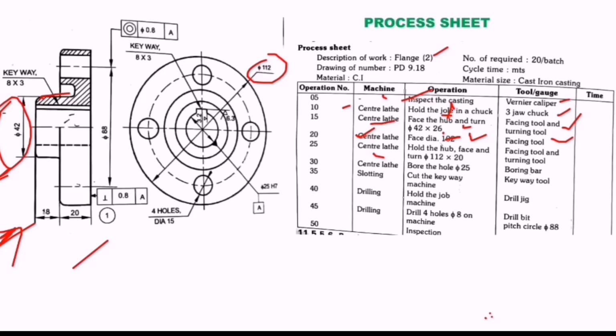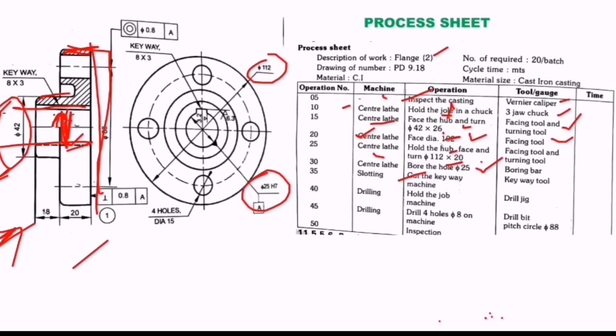Next, in the center lathe only, hold the hub, face and turn 112 into 20. This side is 112, and this is 20. So 112 into 20 facing and turning. Next, bore the hole of diameter 25. Let's say this hole is diameter 25. From here to here it is diameter 25. So boring of 25 diameter.